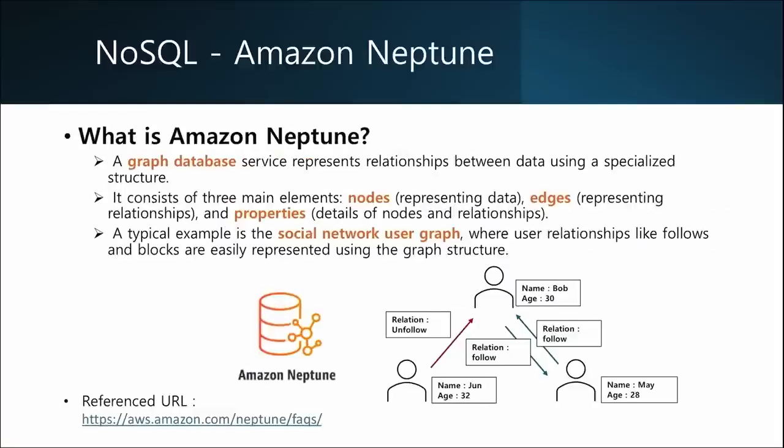Next, let's learn about Amazon Neptune, a graph DB among NoSQL DBs. Some people may be unfamiliar with graph databases, but graph databases are useful for representing relationships as shown in the figure. Each node has its own properties, and the relationships between nodes also have properties. You can think of nodes as each object, edges as their relationships, and properties as columns defined in edges and nodes.